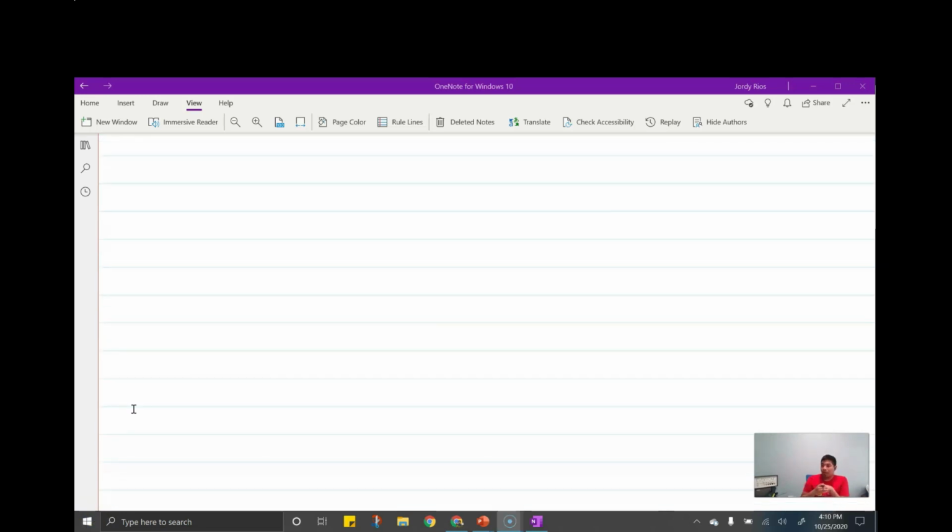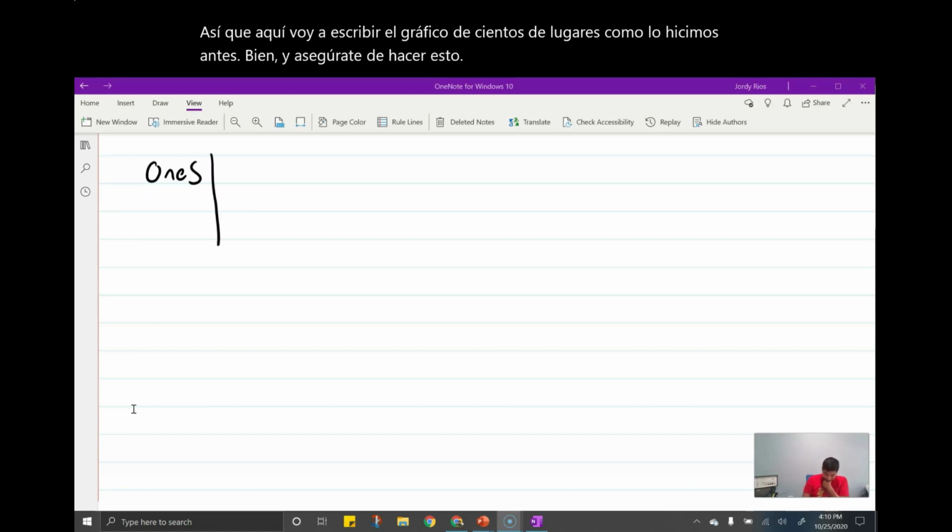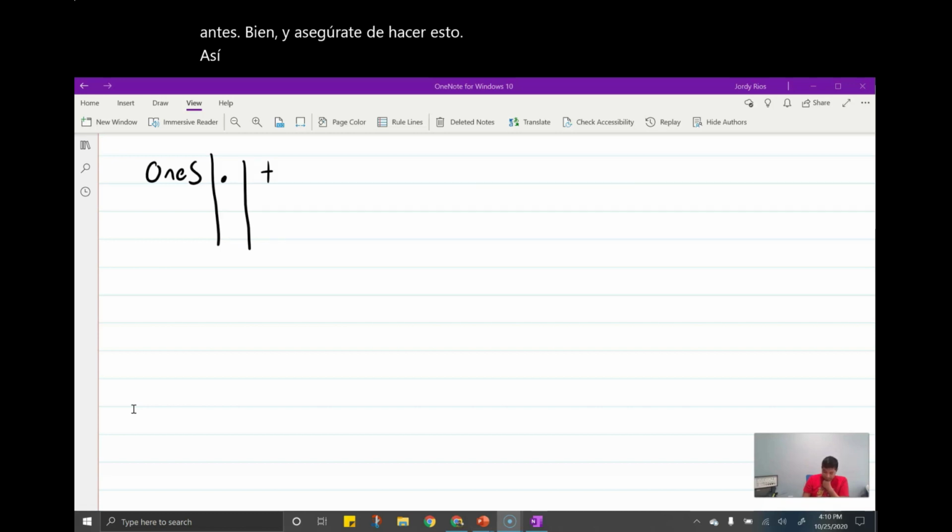So here I'm going to write down the hundredths place chart, just like how we did earlier, okay? And make sure you do this. So I have the ones, the decimal, tenths place, and what's next? Good, the hundredths place. I always make mistakes, but it's good. Mistakes are good, that's how we learn. Okay?